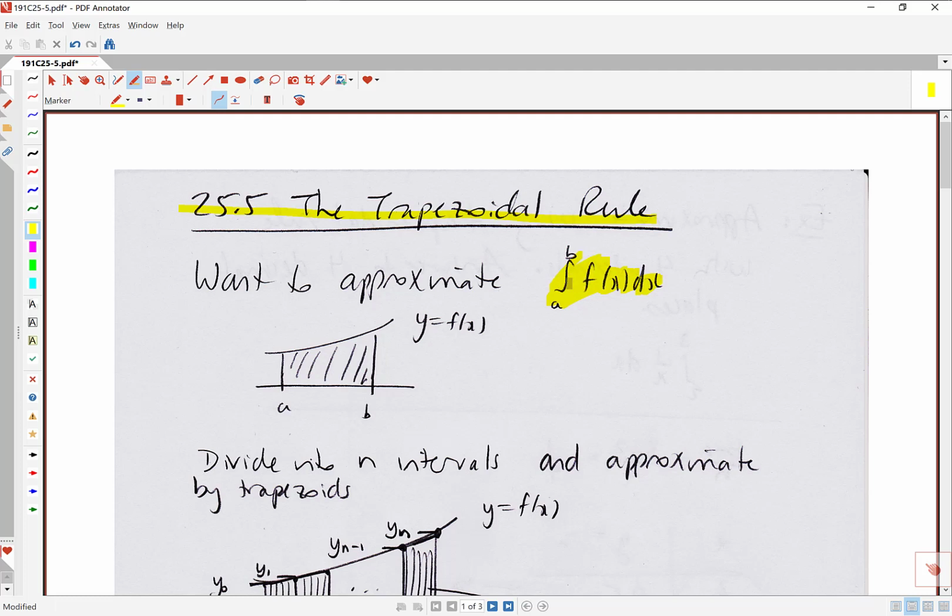Geometrically, what we're doing when we're working with a definite integral is we're trying to find the area under the curve, y equals f of x, between the x values a and b. So that's what we're trying to approximate. Let's break into a new page and we'll see how the trapezoidal rule works.